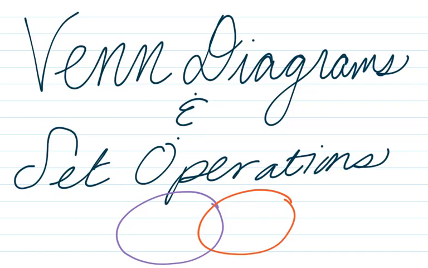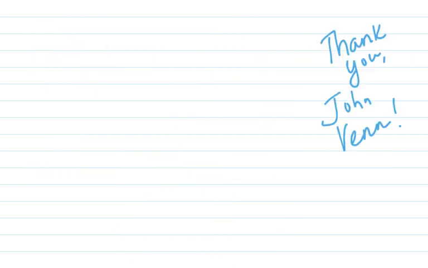The next section we're going to look at is Venn diagrams and set operations. This corresponds to section 2.3, and we're going to be looking at two sets first. So the first thing I want to say is these Venn diagrams are extraordinarily helpful in showing us what's going on with sets and set relationships.